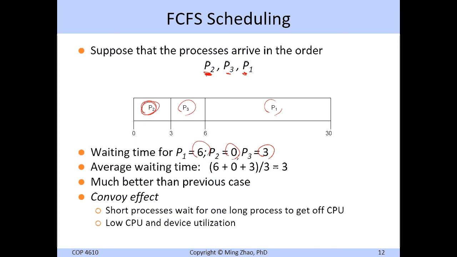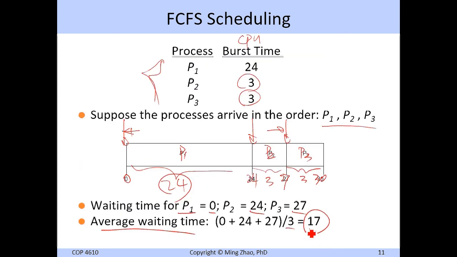So now you see that the waiting times of the 3 processes are much shorter than in the previous example. How do we know that? If we calculate the average waiting time again, we get only 3, compared to the previous example, where we got 17.